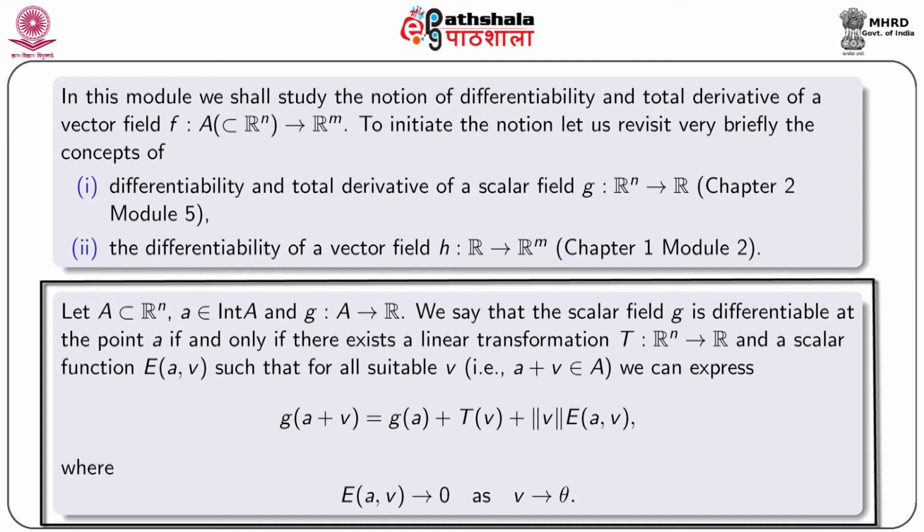Let A be a subset of R^n, a an interior point of the set A, and g a map from A to R, that is, g is a scalar field defined on the set A. We say g is differentiable at the point a if and only if there exists a linear transformation T from R^n to R and a scalar function E_a(v) such that for all suitable v we can express g(a+v) = g(a) + T(v) + ||v|| E_a(v), where E_a(v) tends to 0 as v tends to the zero vector. Here by suitable v we mean that g(a+v) has to be defined, that is a+v has to be a member of the domain of g, the set A. If we look at the expression, we are comparing the increment of g, that is g(a+v) minus g(a), with the quantity T(v) + ||v|| E_a(v).